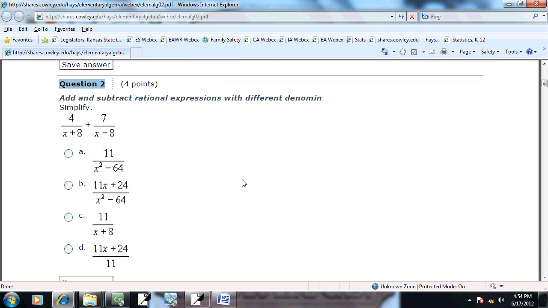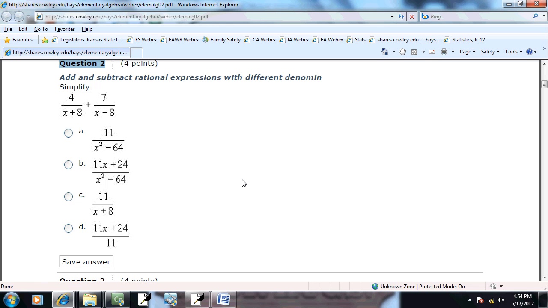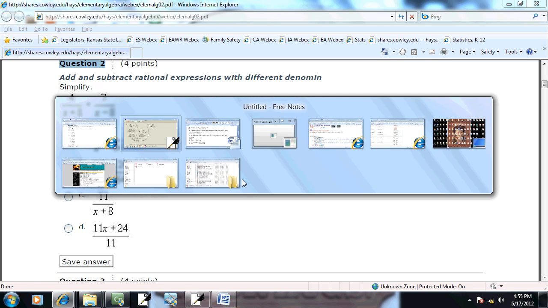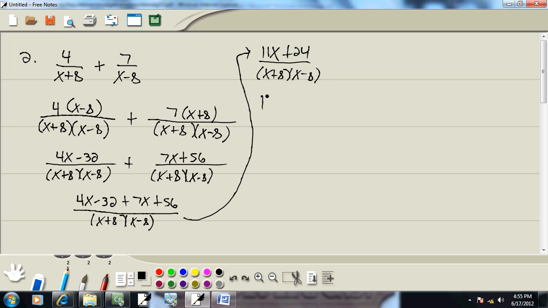Now, in the final answer here, if I look at these, different books do different things. See how they multiply them together? So let's go ahead and do that. Here I'll take x times x is x squared. x times negative 8, negative 8x. 8 times x, which is 8x. And 8 times negative 8, which gives us negative 64.